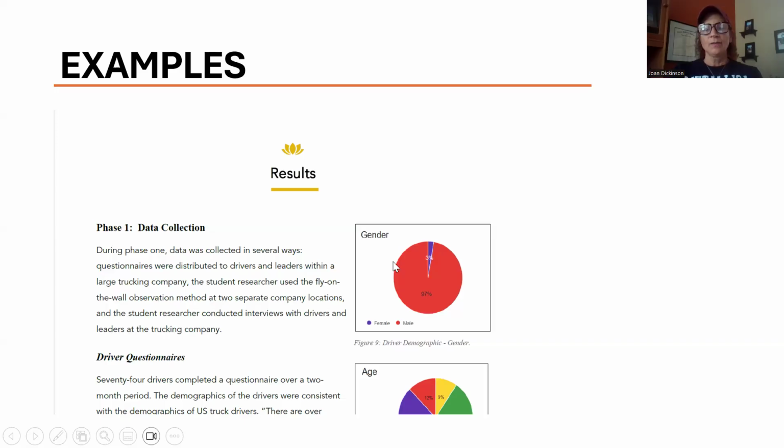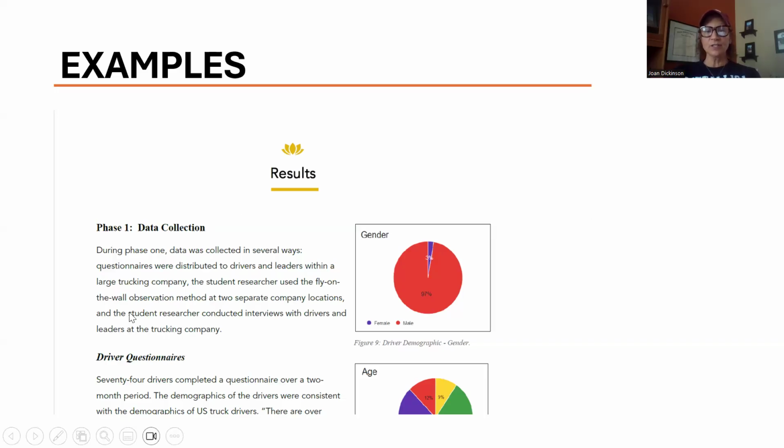Okay. Then she starts to give us a breakdown of the sample. Here we see that the truck drivers were predominantly male, very few females. Here she starts to break it down by age. Okay. So again, this is one way that you can organize your results.